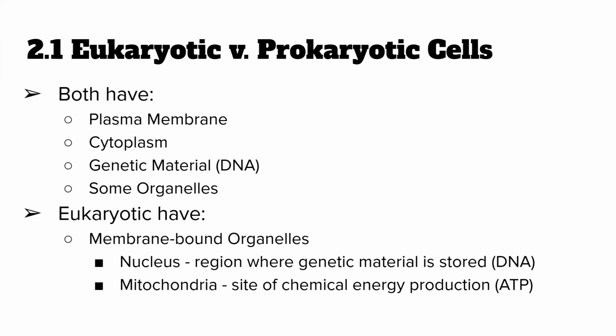But for now, I want you to know that prokaryotes and eukaryotes share a lot of their traits. They both have plasma membranes. They both have cytoplasm. They both have genetic material inside them, and they have specialized parts of their cells that do different things, organelles. Eukaryotes have those extra membrane-bound organelles that prokaryotes lack.